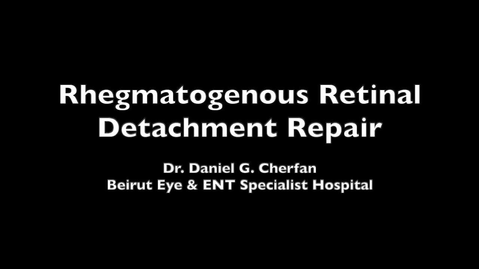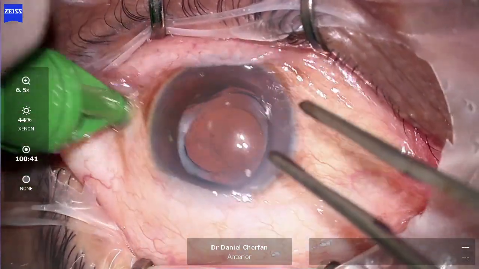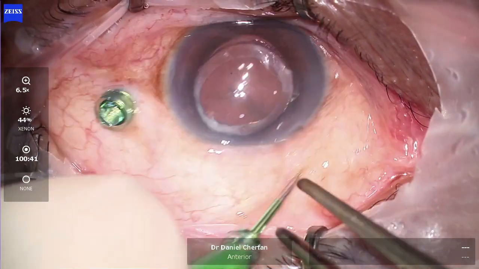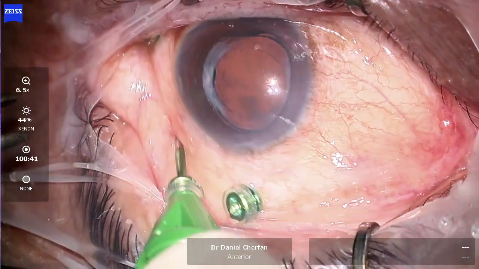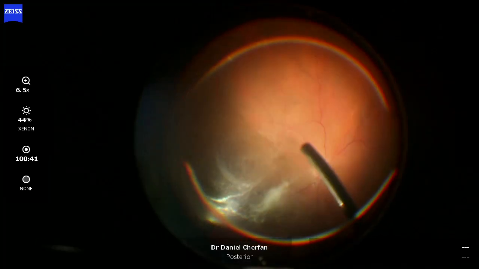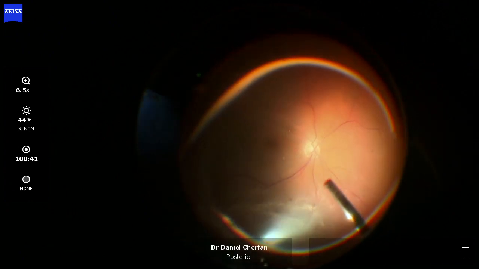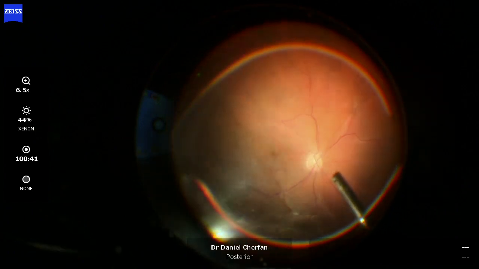This is a case of a rhegmatogenous retinal detachment in a pseudophakic patient. A standard 3-port vitrectomy system is set up, and once the cannulas have been inserted, we use a 3D wide-field viewing system in order to begin the vitrectomy. As you can see here, some subretinal fluid has already entered the macula, but the fovea is still attached.